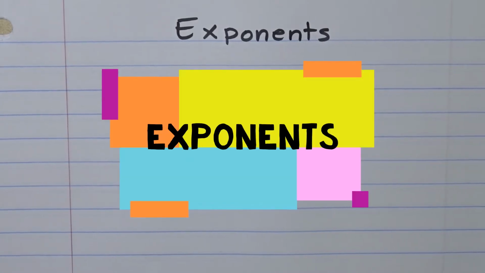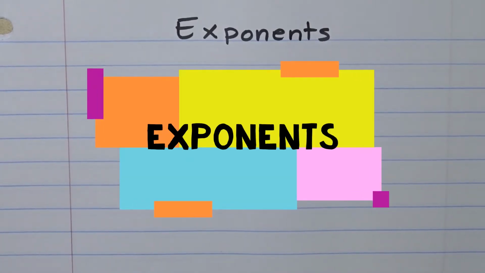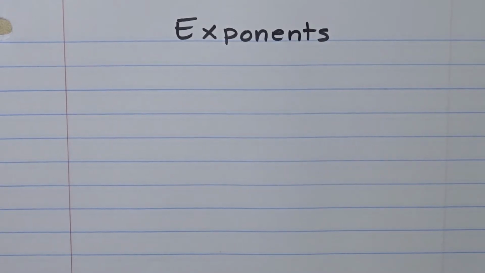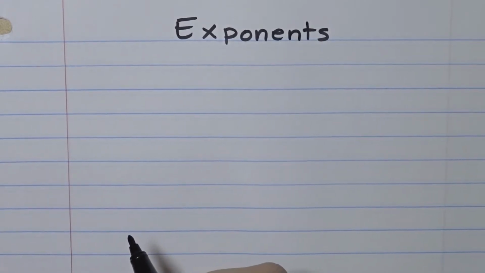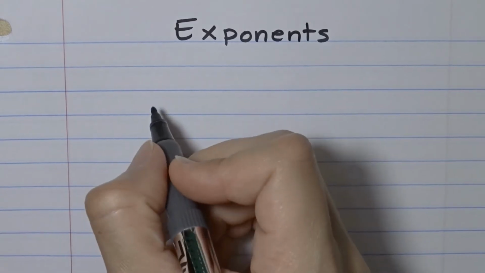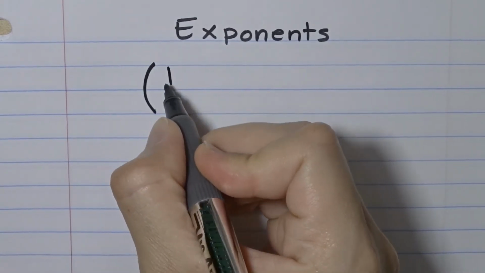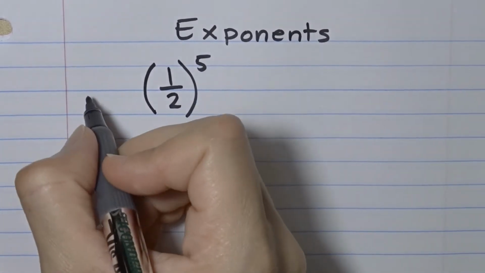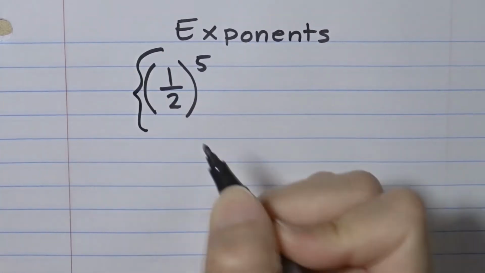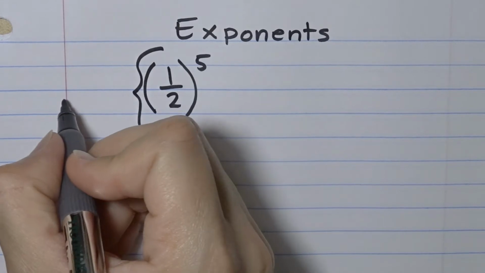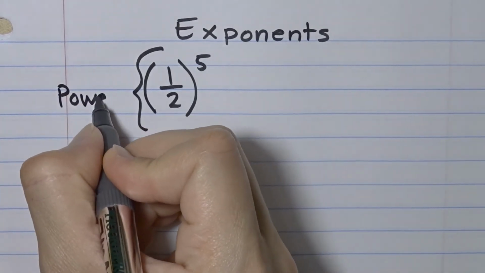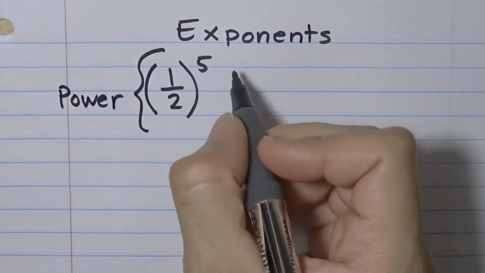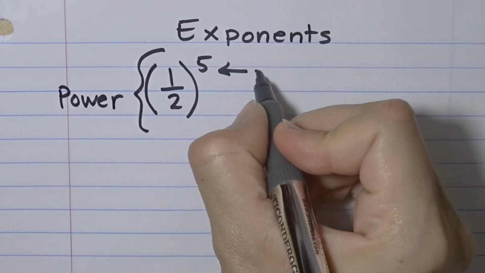Right, so today we're going to be looking at exponents. When we talk about exponents, it's actually the little number that's up in the corner of a power. And a power is the entire expression. So let's say I have a fraction like 1/2 to the 5th power. And this whole thing is called a power. Okay, and this number in the corner alone is called your exponent.